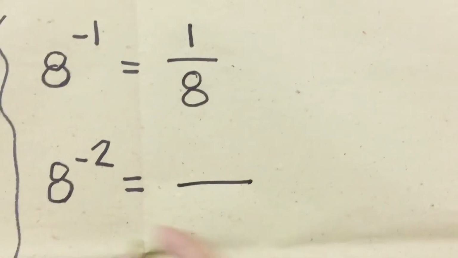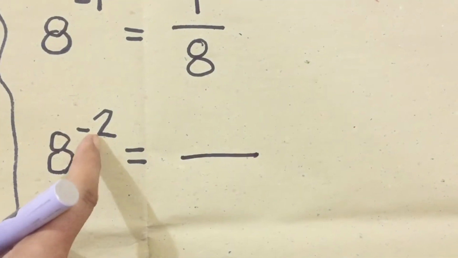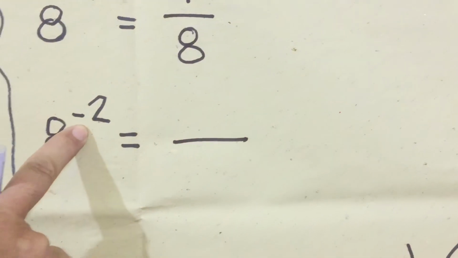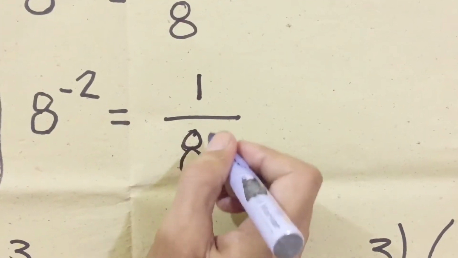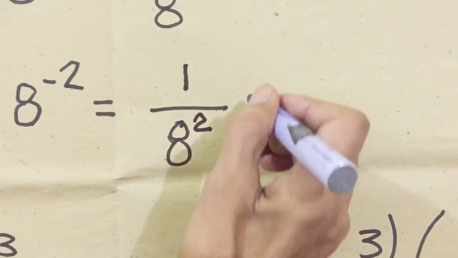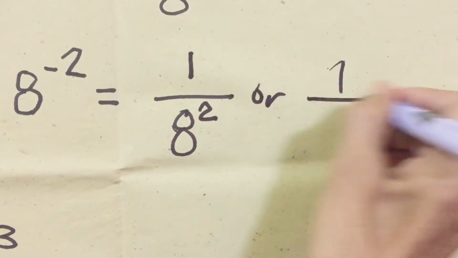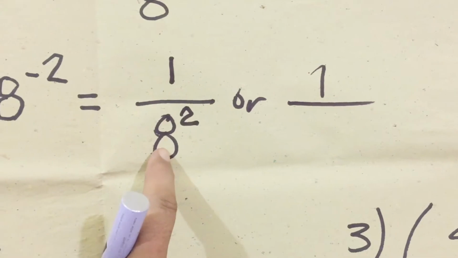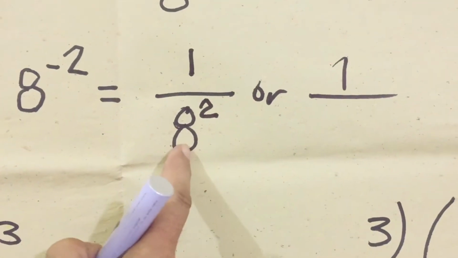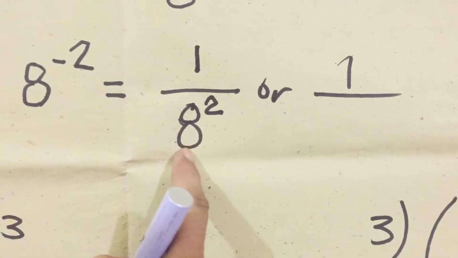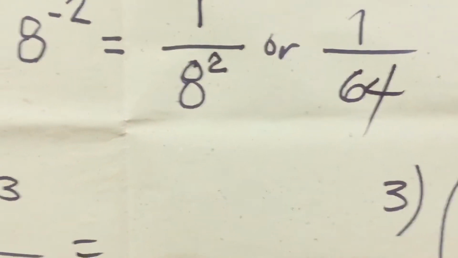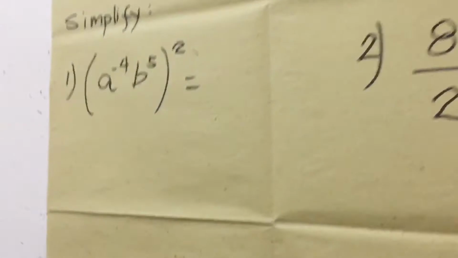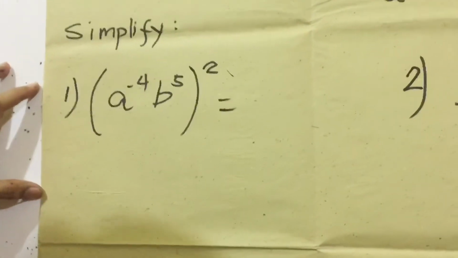Okay, next, 8 raised to negative 2. Negative, how to remove? Gagawin natin siyang fraction. Then, 8 raised to 2, or simplify natin becomes 8 times 8. Ibig sabihin ng exponent, we have to multiply the base by itself. That's why 8 times 8 equals 64. Okay? Now, we have to simplify number 1.